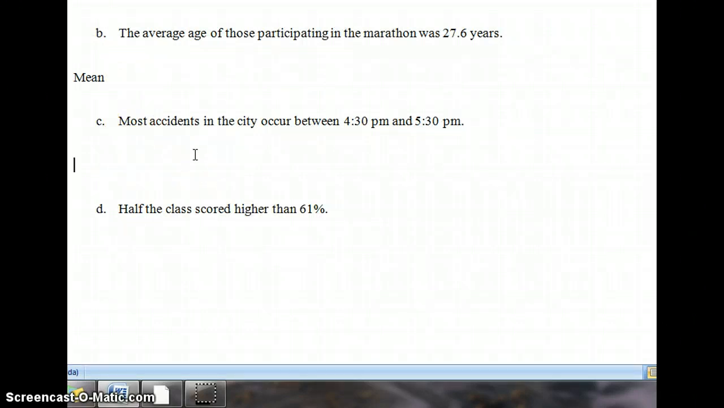Going on to C, most accidents in the city occur between 4:30 p.m. and 5:30 p.m. Look at your wording, most. So if most accidents, the most frequent value that's occurring, therefore it is the mode.